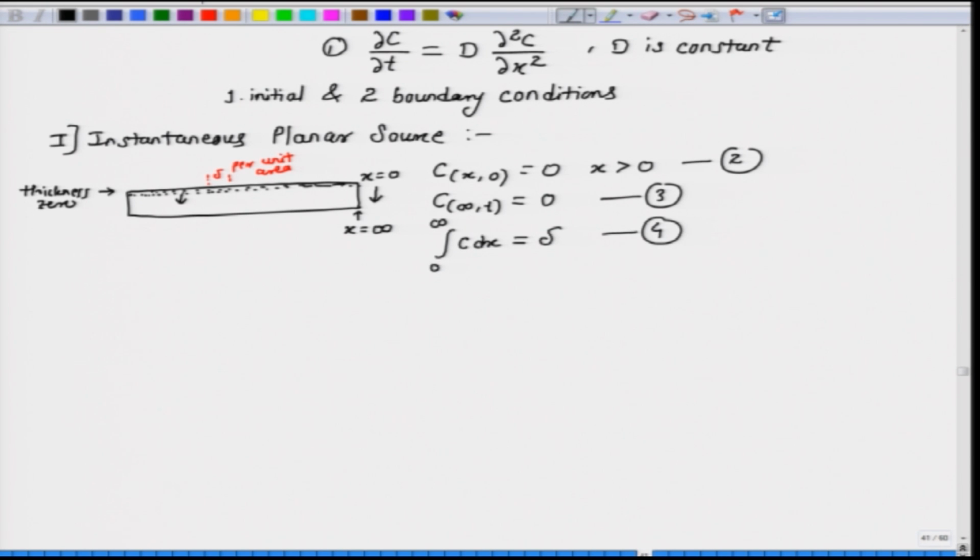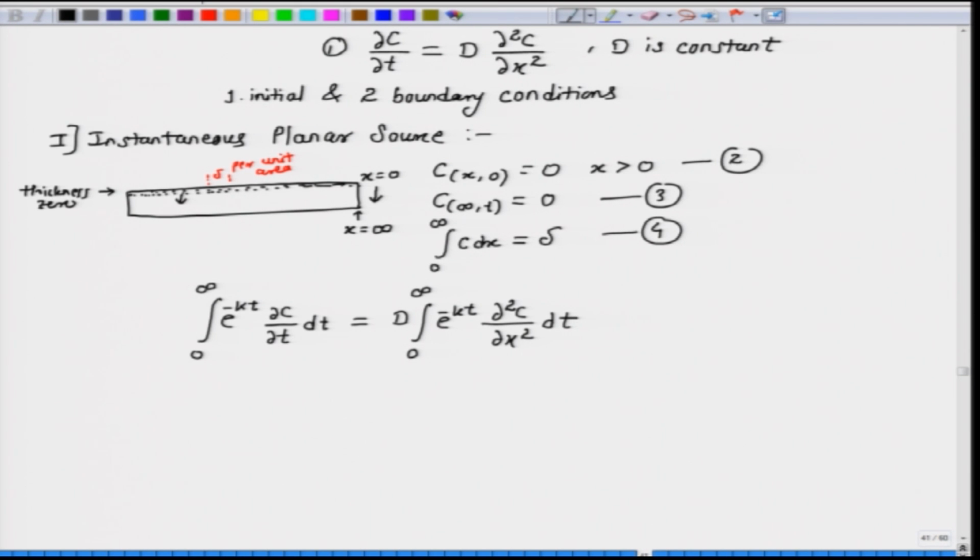Now, we will make use of Laplace transform to solve this. To do that, if we multiply both sides of equation 1 with e to power minus kt and integrate within the limits of time equal to 0 to infinity: integral 0 to infinity e to power minus kt dou c by dou t dt equal to, since D is constant, we can take it outside, D integral 0 to infinity e to power minus kt dou 2 c by dou x 2 dt.